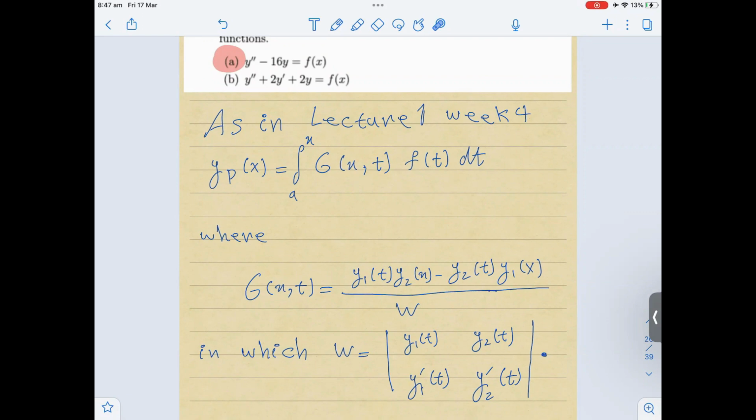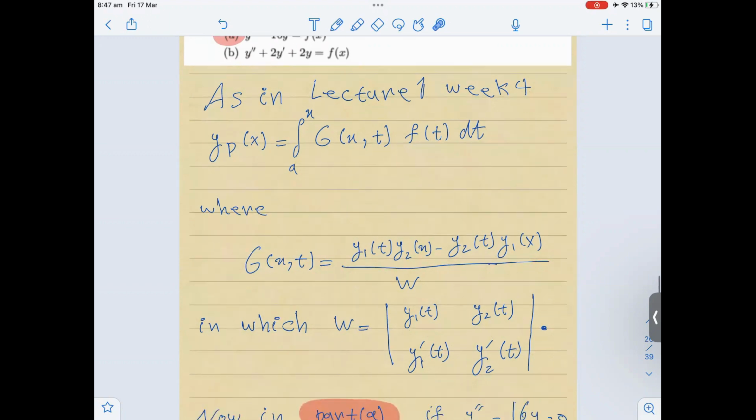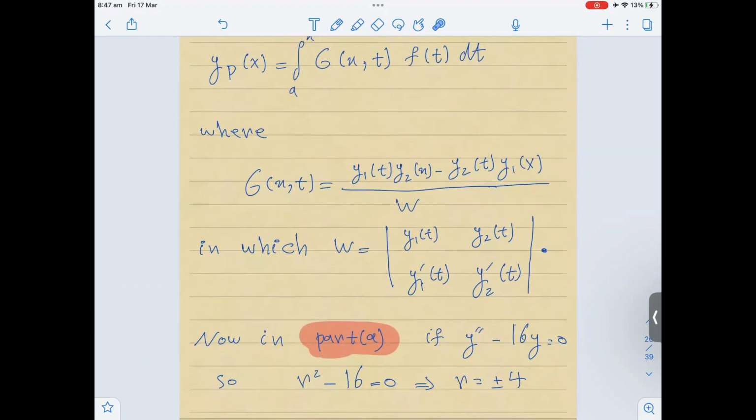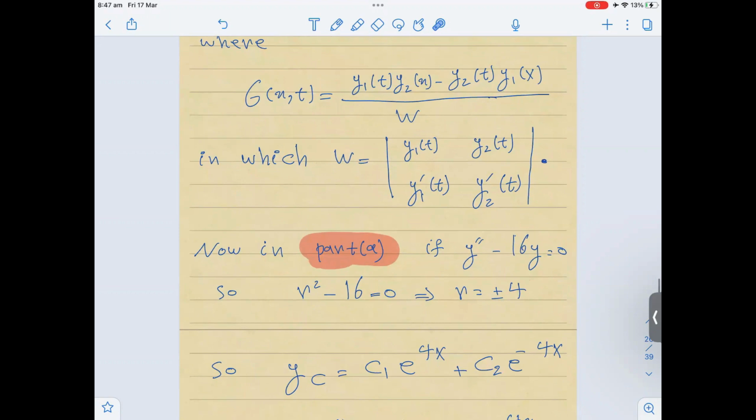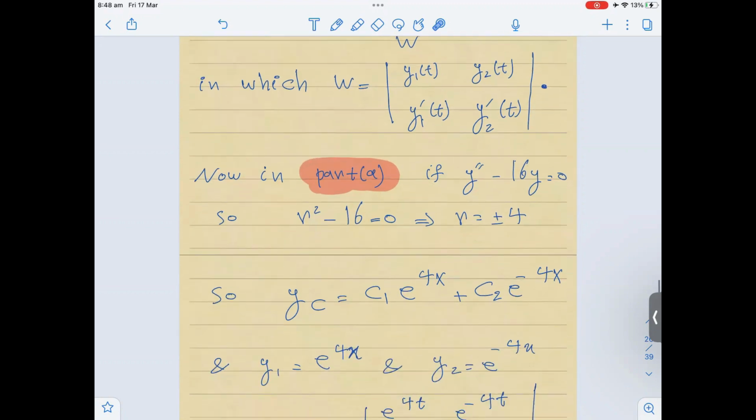Okay. So yp is this one, and g(x,t) is the Wronskian, y1(t), y2(x). So variation of the parameters, it's similar to that. It's not exactly like that. So actually, the excuse of this question is just reviewing the method. Now we've got the W. Now y double dash plus 16 y equals 0. So r squared plus 16, r equals plus or minus 4i. So I can discover y1 and y2.